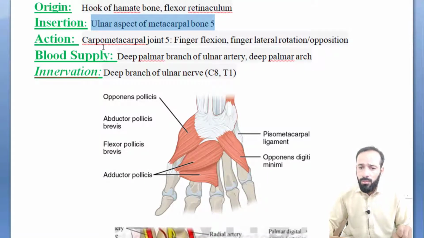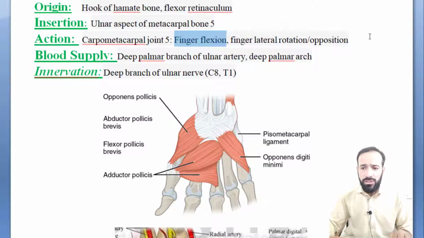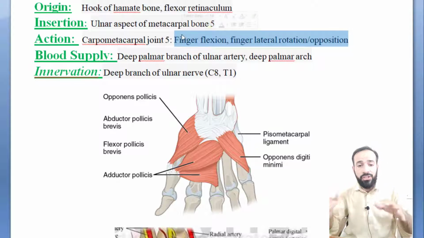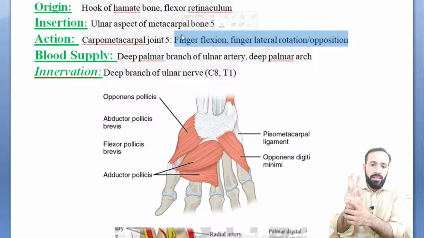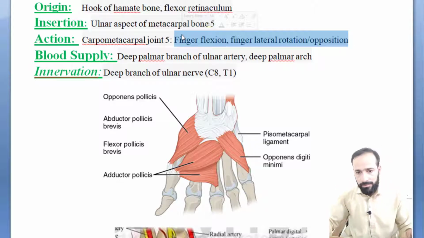Okay, what are its actions at carpometacarpal joint number 5? Finger flexion, lateral rotation and opposition. It helps in these three movements of this little finger, right? So it also helps in the lateral rotation, right?